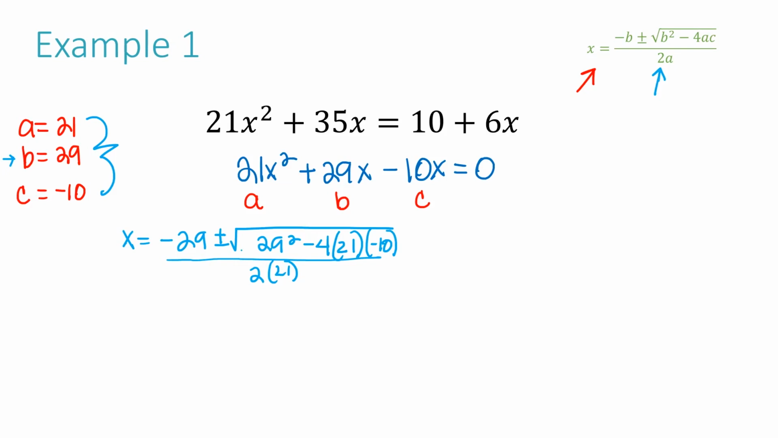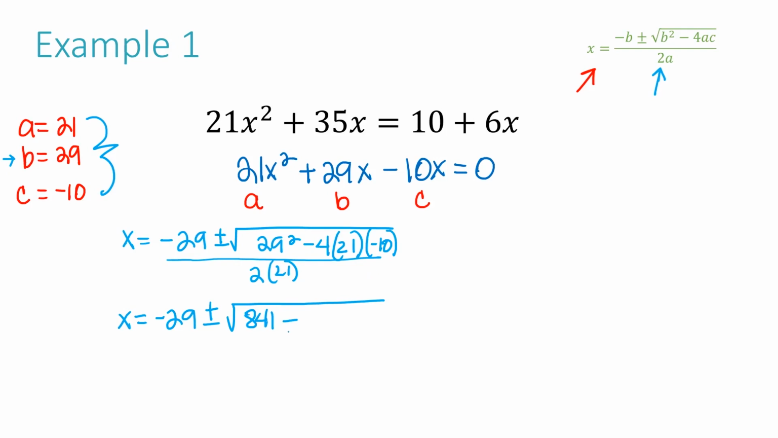Now I'm going to multiply everything together that's underneath the radical. So I'm going to start by rewriting all of this. X equals negative 29. I'm just rewriting the negative 29 for now. I don't have anything to do with it yet. And then I'm going to write the square root of everything underneath here. Well, 29 squared is 841. And then I'm going to subtract that from everything over here. Now, if I were to multiply 4 times 21 times negative 10, I would get negative 840.